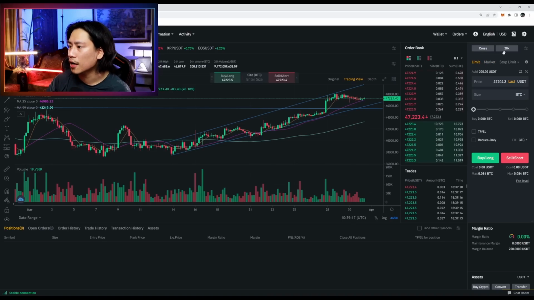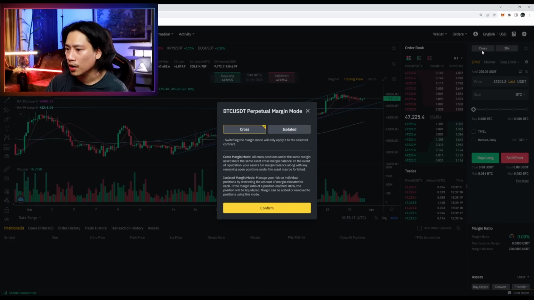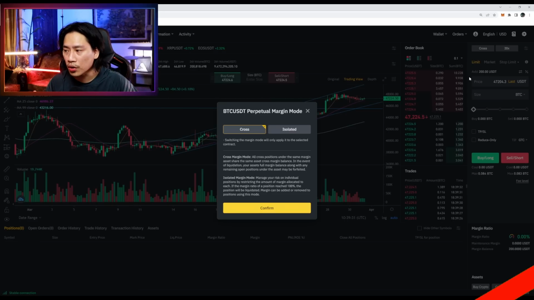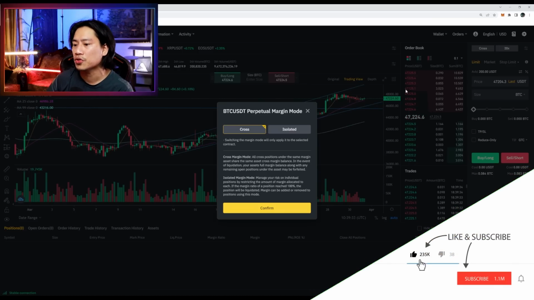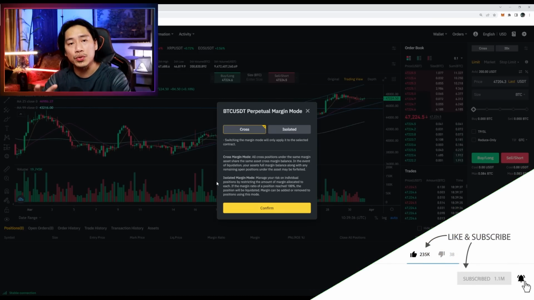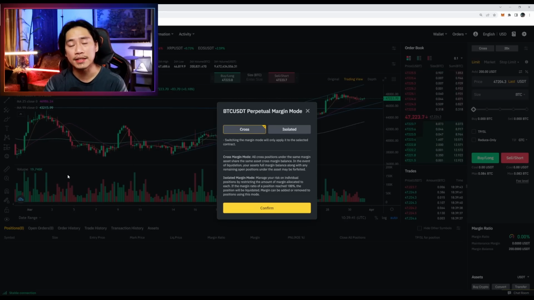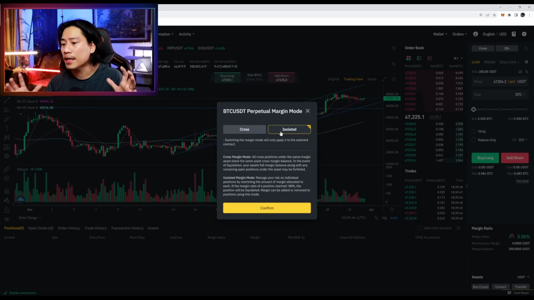Now, what's the meaning of these two? Let's start with cross. With cross, guys, in a nutshell, it's telling you that the entire equity or token or USDT that you have in your futures account will be used when you have your positions in place. Now, for isolated, what it's going to use will be the one that you set. For this one, and this is something that I would suggest if you are a beginner, just like what I mentioned earlier.